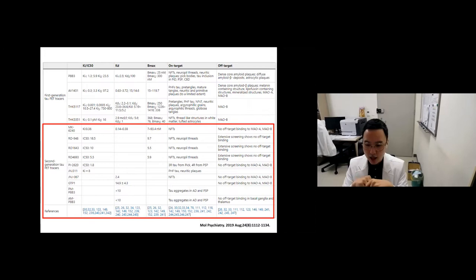So, for example, as you can see, PI2620 is a drug developed jointly by Life Molecular Imaging and AC Immune. It is known to be a drug that can bind to 3R and 4R specifically. And according to last year's JAMA Neurology, they announced that using this second generation tau PET imaging, these PET agents can be used for differential diagnosis of the primary tauopathies.